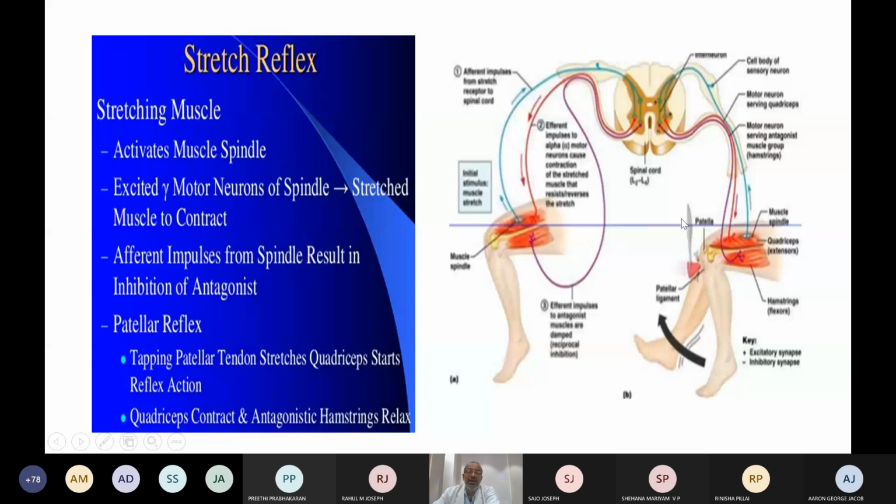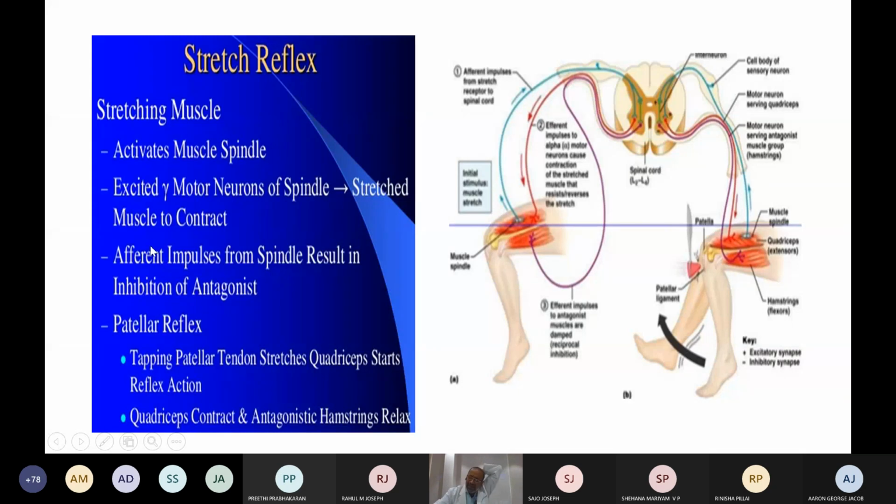So you are going to have the response. When you tap on the patellar tendon, it stretches the quadriceps femoris. Reflex action is started. Quadriceps femoris contracts, and the synergistic antagonistic muscle, the hamstring muscle, relaxes, so that this process is complete.